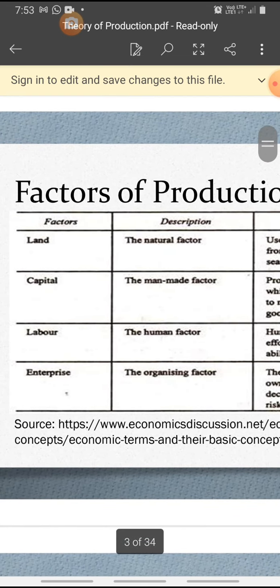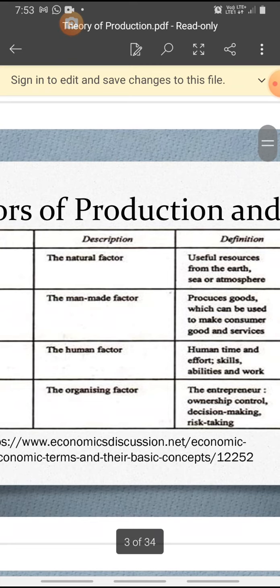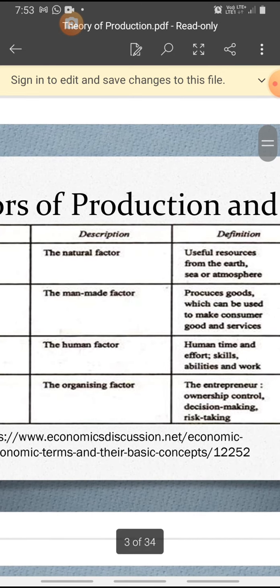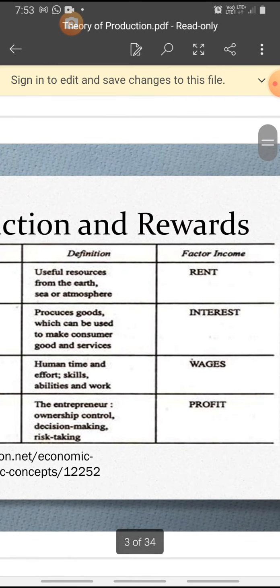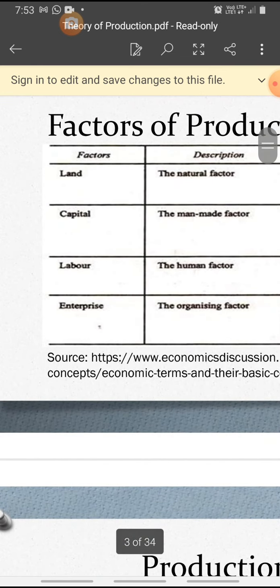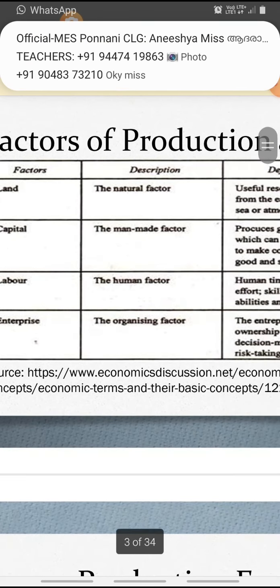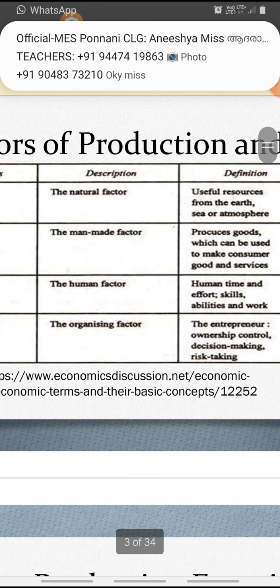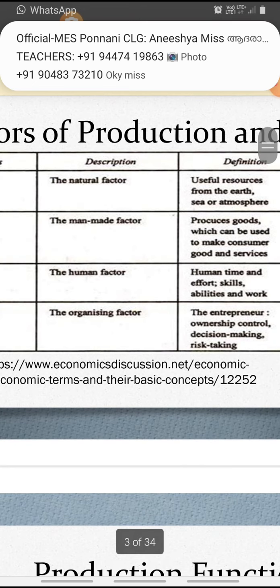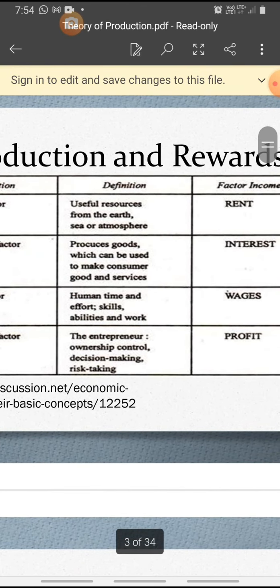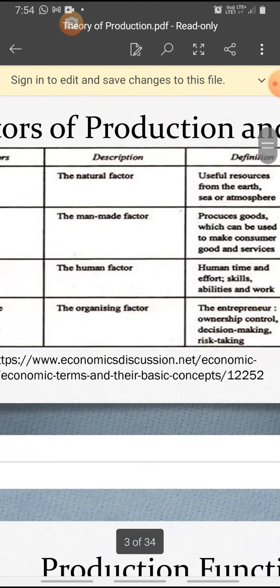The reward for land is rent. Next factor is capital. It is a man-made factor. It procures goods which can be used to make consumer goods and services. The reward for capital is interest. Then the third factor is labor. It is a human factor. The skills, the abilities and work all constitute the labor. The reward for labor is wage.